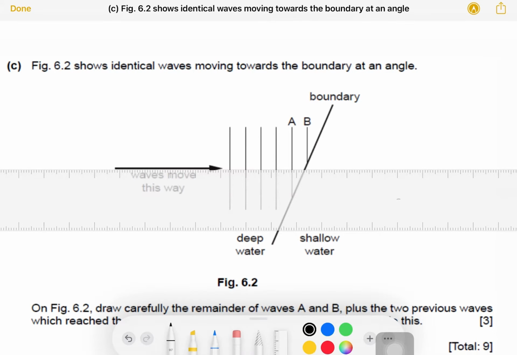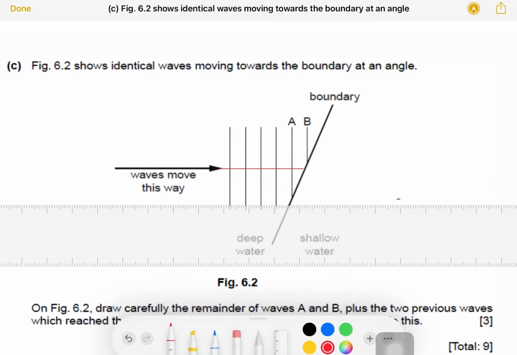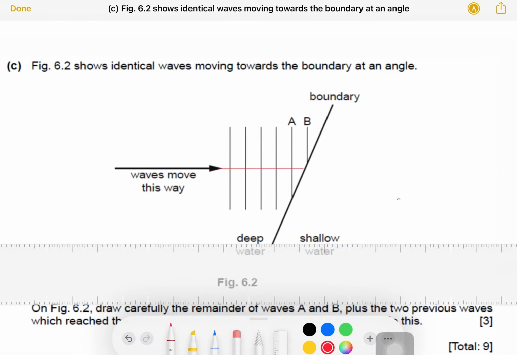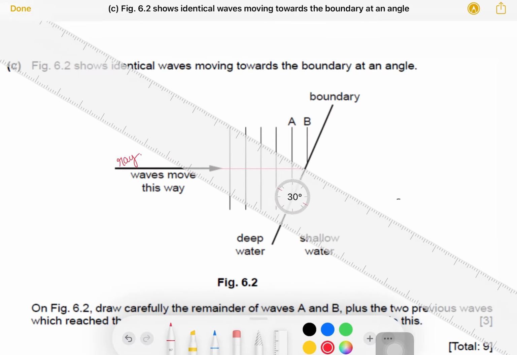So that we need a reference. To get that reference point, first step, we have to continue drawing this ray. This line indicates the ray. So we continue the ray such that it hits the boundary. And then we are supposed to draw the normal, which is a reference point.